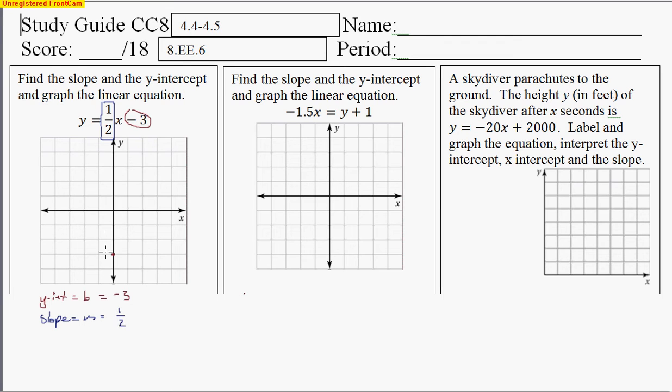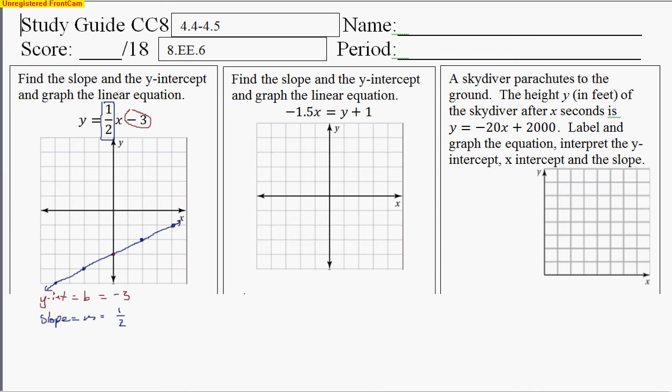So that just means I'm going up 1 space from the y-intercept over 2 spaces to the right. That gets me on the line. I can also go the other direction, down to the left. It gets me on that same line. So I'll go ahead and draw the line between those points, and there it is.